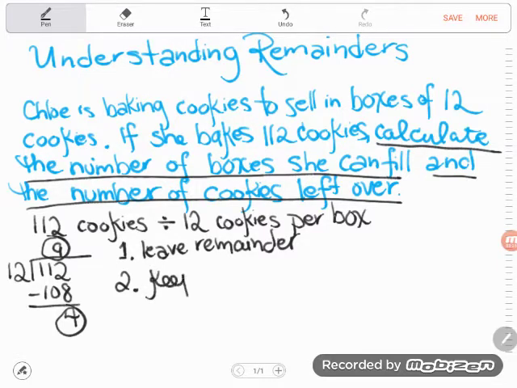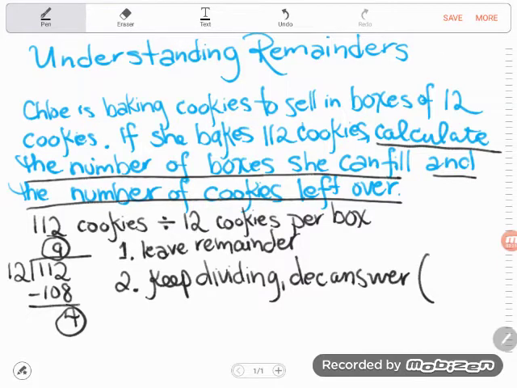Second option is to divide with decimals. You keep dividing to get a decimal answer. This is what your calculator does, usually, unless you know how to tell it otherwise, and I do, but most of you guys don't. So keep dividing, calculator answer is what the calculator does usually. Okay, the third option is to make a fraction.